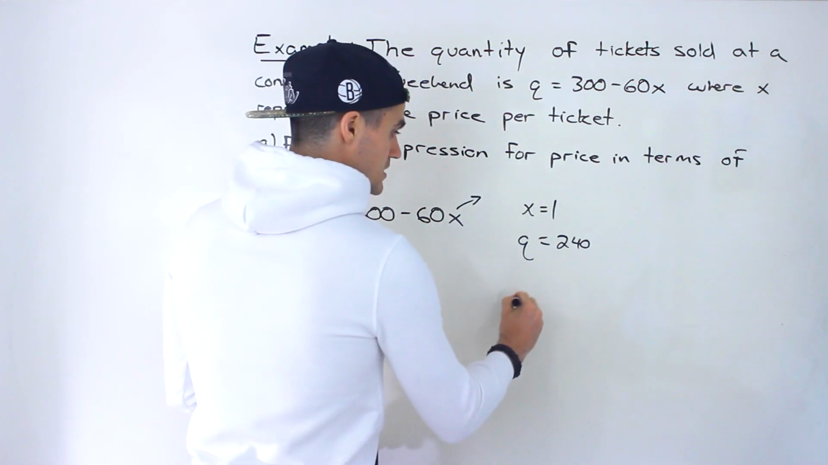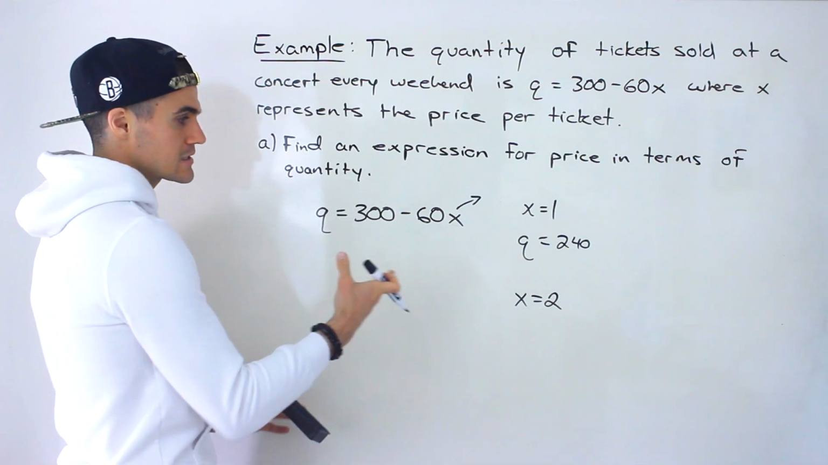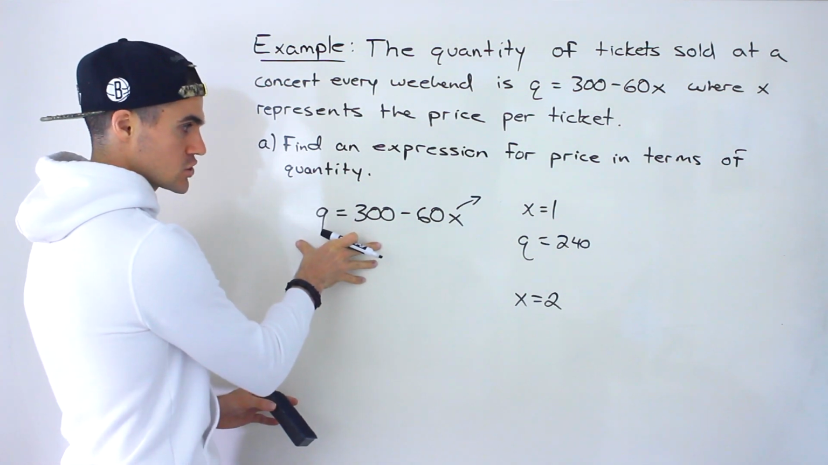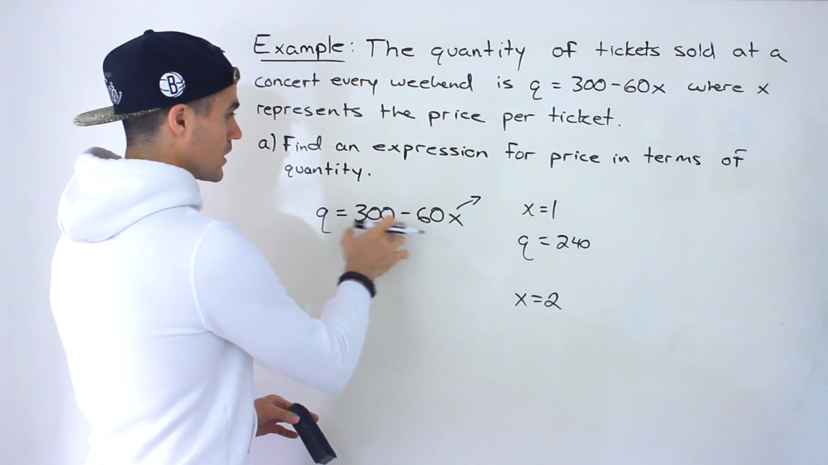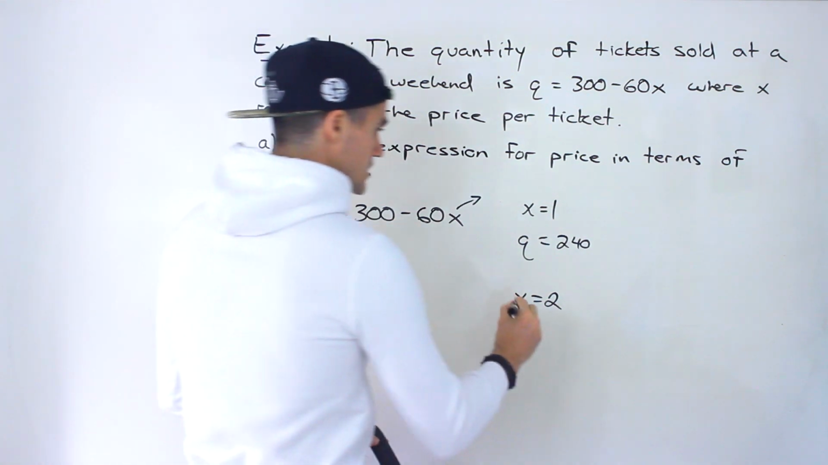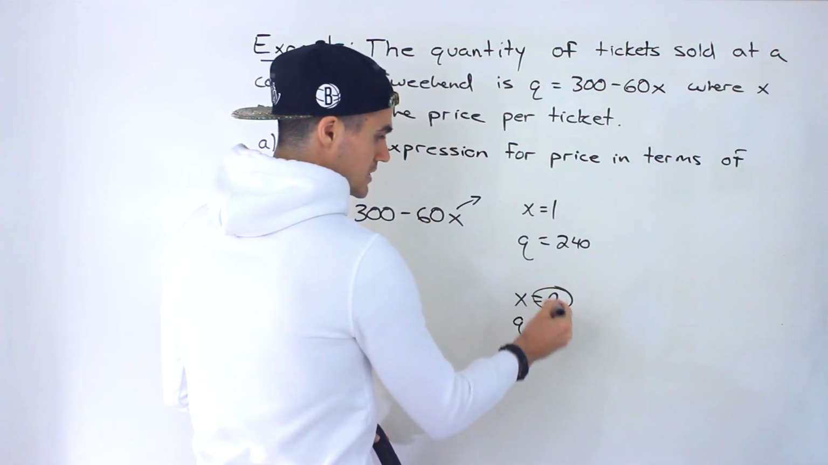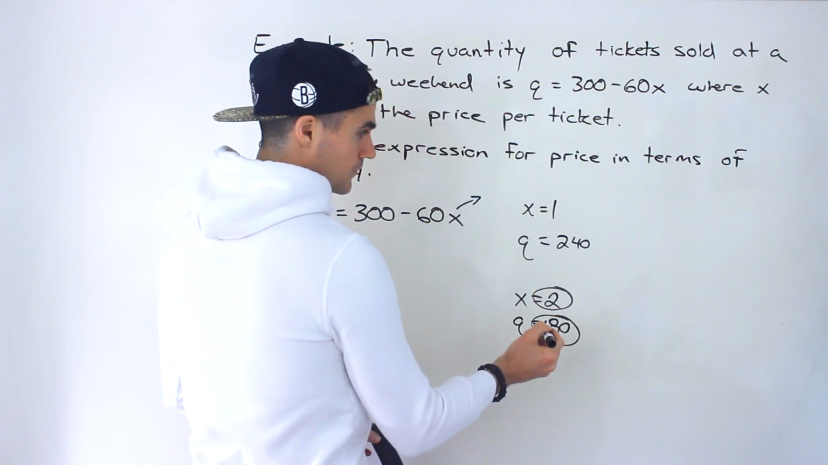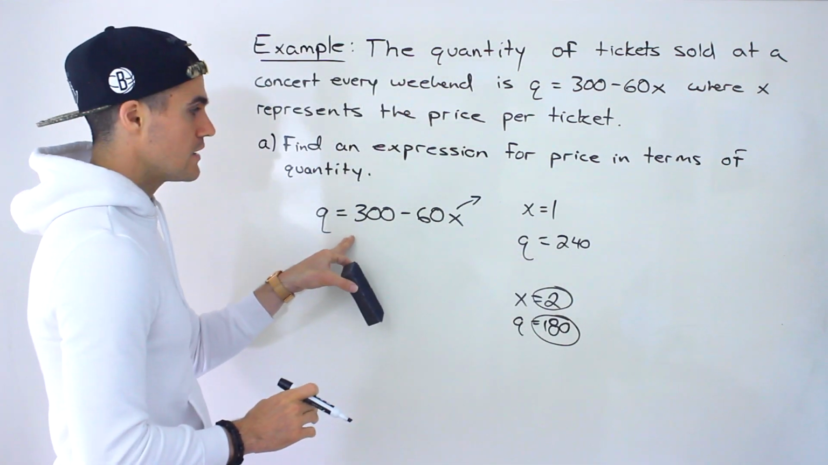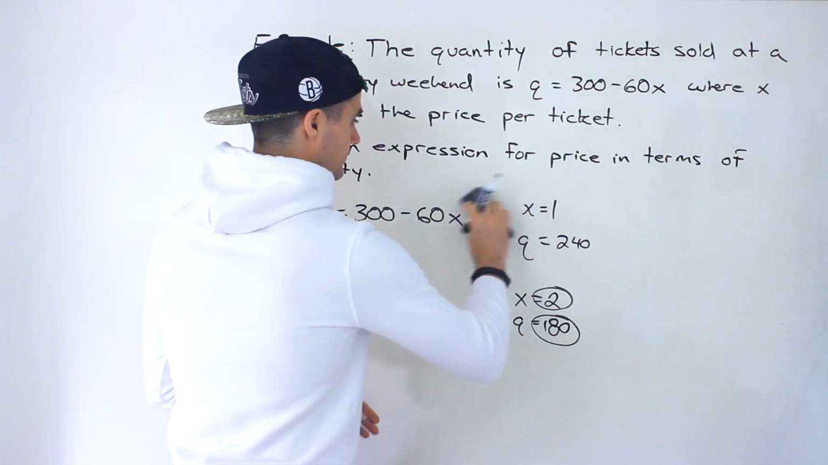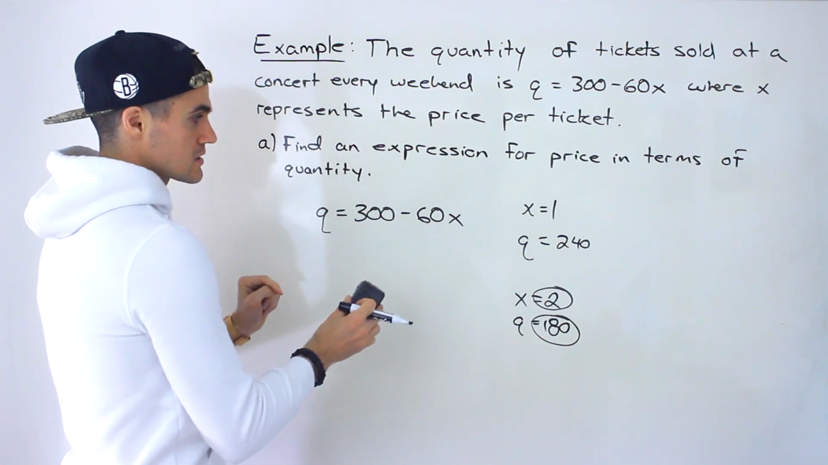So if the ticket price is $1, 240 people will go. Now, what if we increase the ticket price to 2? Well, with the laws of supply and demand, just intuitively, it makes sense that less people will go. And notice that it's shown in this equation. So if we plug in 2 here, 60 times 2 is 120. 300 minus 120 would give us a quantity of 180. So we increase the ticket price, less people go, right? Versus this situation over here. So intuitively, this expression for the quantity, relating the quantity to the ticket price, does make sense.